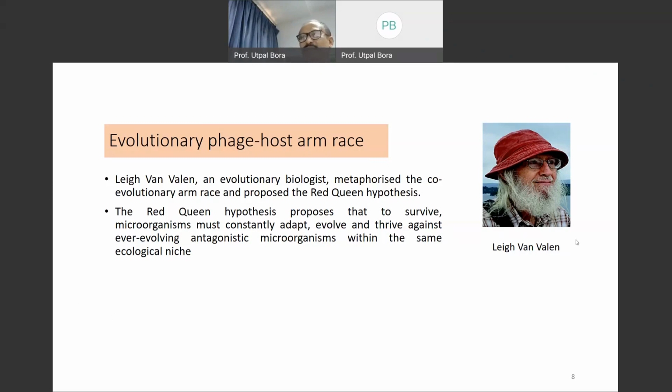Now the virus is also evolving because the bacteria is fighting back, right? So this is a never-ending story in a way, and we never know. There is basically no winner. It's all about being in the race all the time.